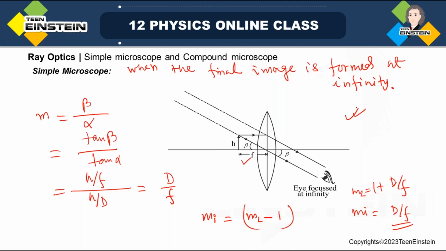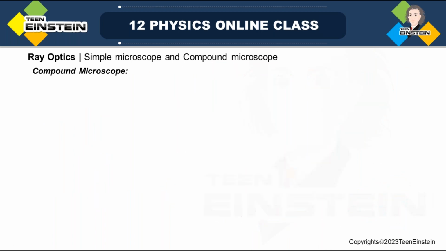Sometimes we use this for seeing the texture of fiber, thread of cloth, engraving, details of stamps, or in the science laboratories we use this simple microscope. Okay, all right, we will just go to the compound microscope now. What is a compound microscope?